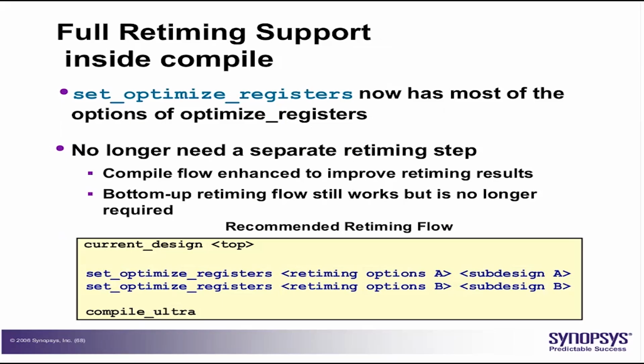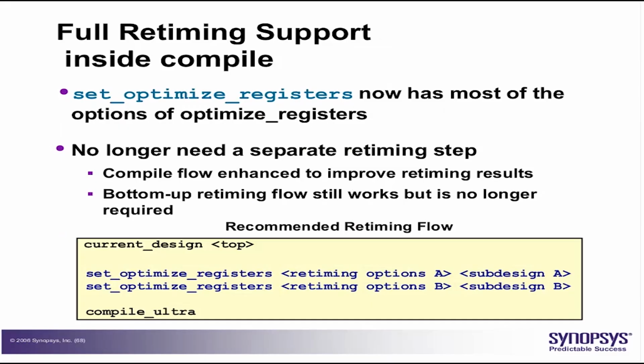Now, compile_ultra now has most of the options. There is a command called set_optimize_registers. Synopsys tells us that it now has most of the options for optimize_registers. So optimize_registers is a very expensive command. It has lots of options to control it. You can read the man page of it, or see the help option. But ideally, what you should do is that at first pass you should try the set_optimize_registers command.